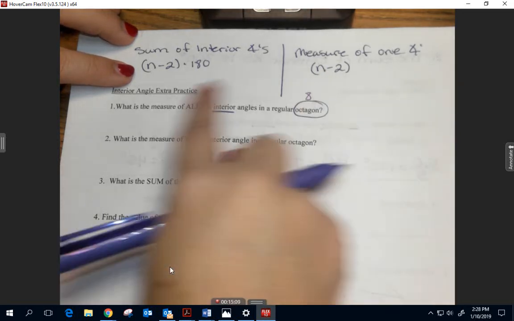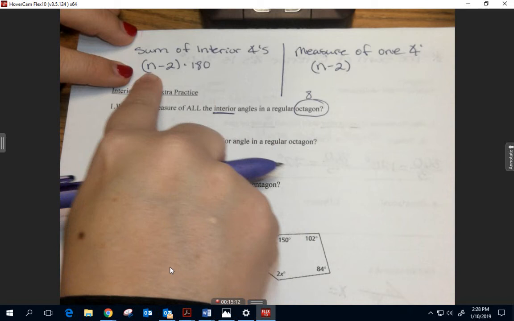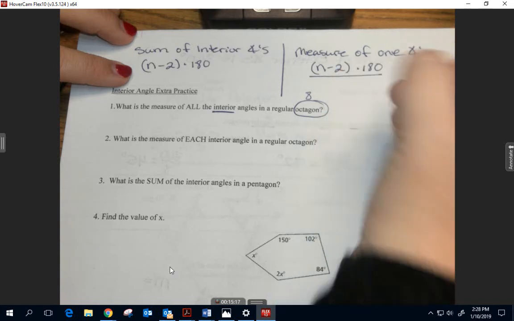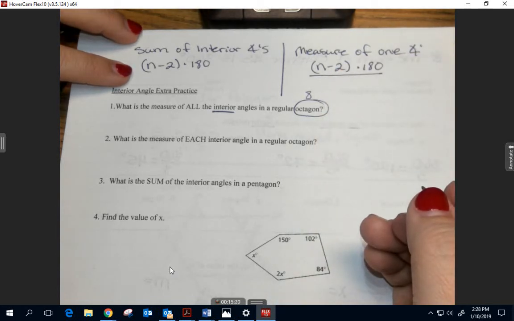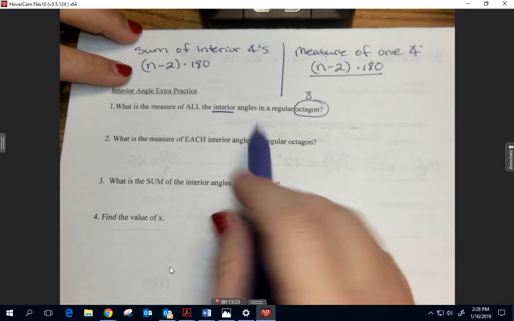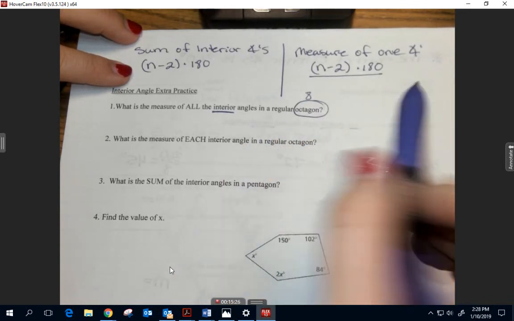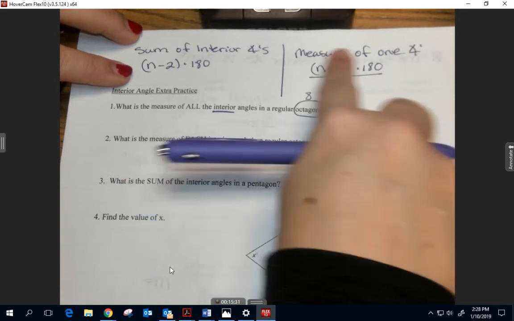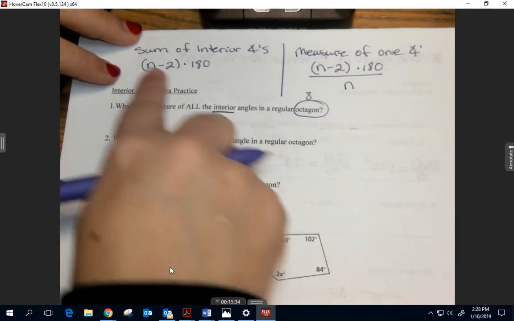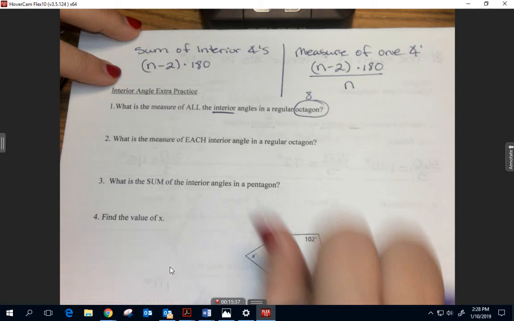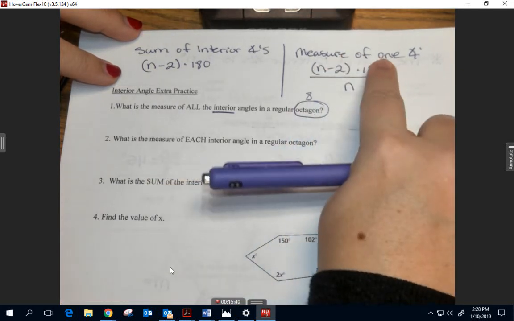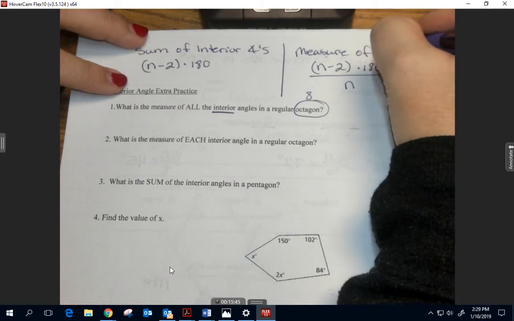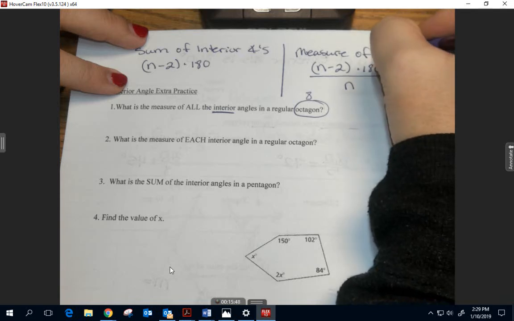But for interior, we're going to take the sum of the interiors, and then I'm going to divide it by something. What am I going to divide it by? Well, for this one I would do 8, right? But for any of them, it's just the number of sides, okay? So this is how I would find the measure of one angle. This is how I would find the sum of all the interior angles, okay? And I should put 1 right here. Should be interior, so you know. That was my mistake.